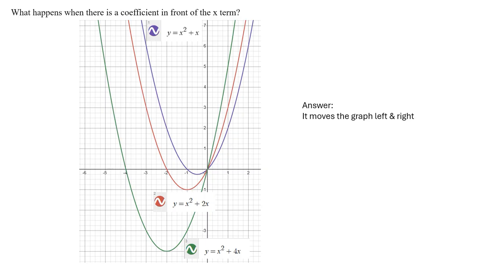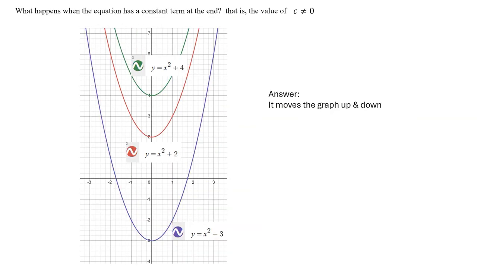Now there's also a coefficient in front of the x term that has an effect on the graph. If you change these values, as in changing it from 1 to 2 to 4, you'll see that it moves the graph left and right. And the constant value, the term with no variable, as we change that, it moves the graph up and down.